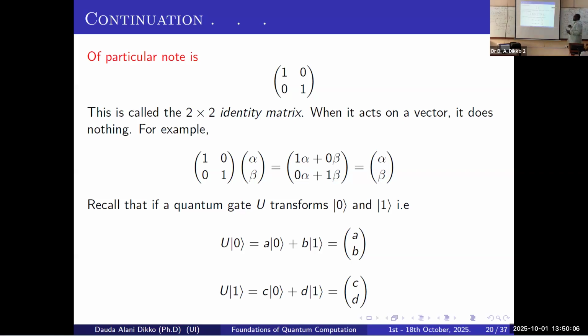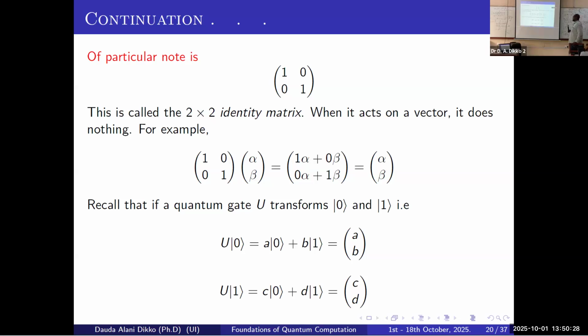When this acts on any vector, it leaves it unchanged. Our identity matrix is just a mirror. You look at the mirror, you see yourself. So the reflection gives you the same, and that's exactly what has happened here. If you take your identity matrix as your gate, it gives you back what you are starting with.